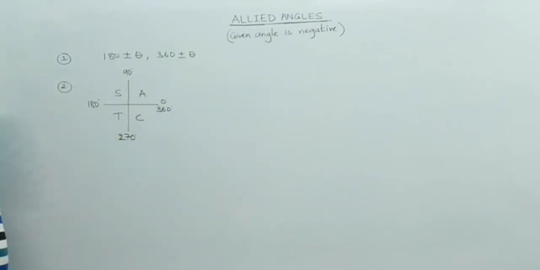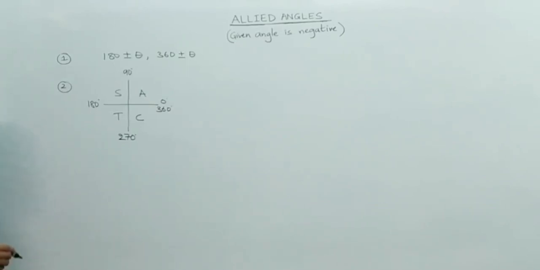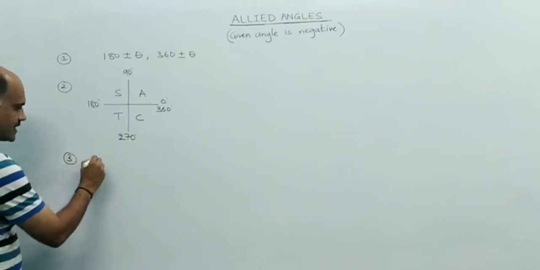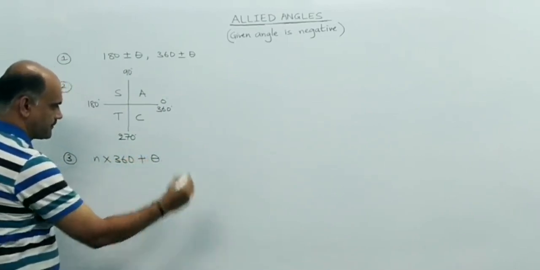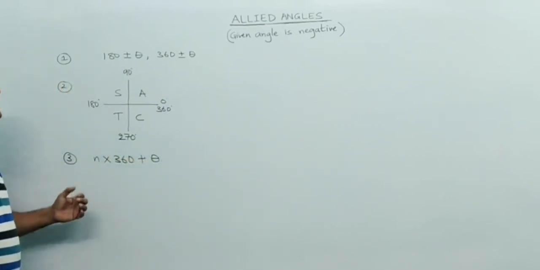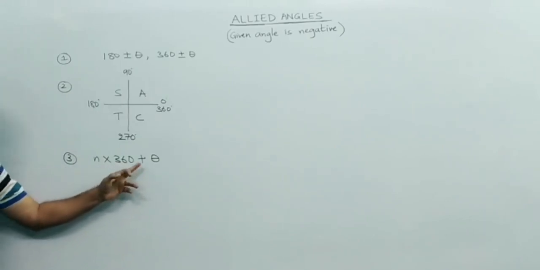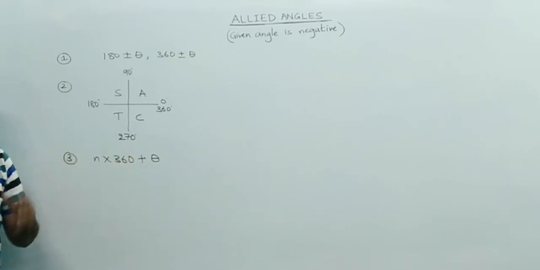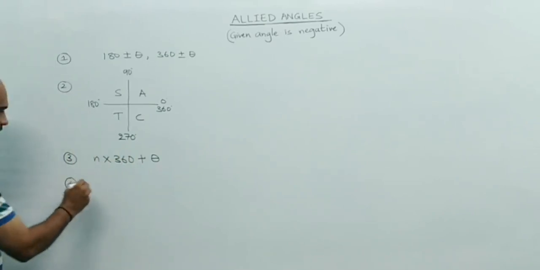Third, I have told if the angle is greater than 360, always write it as n into 360 plus theta. Here you should never write minus, else you may go wrong. Then fourth, I had asked to remember these values.